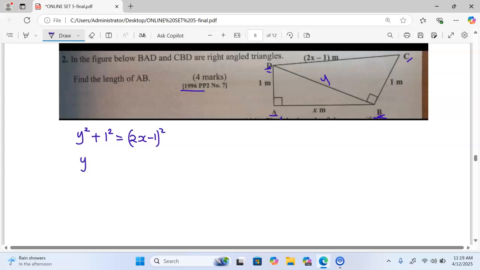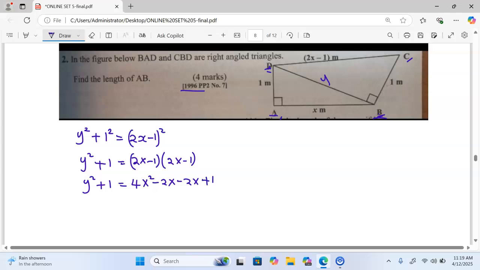Y squared remains y squared, plus 1 squared is 1, and this is equal to 2x minus 1 squared, which means 2x minus 1 times 2x minus 1. We open the brackets. We are going to have y squared plus 1 being equal to 2x times 2x, you get 4x squared. Then 2x times minus 1, you get minus 2x. Then minus 1 times positive 2x, you get minus 2x. Then minus 1 times minus 1, you get positive 1.